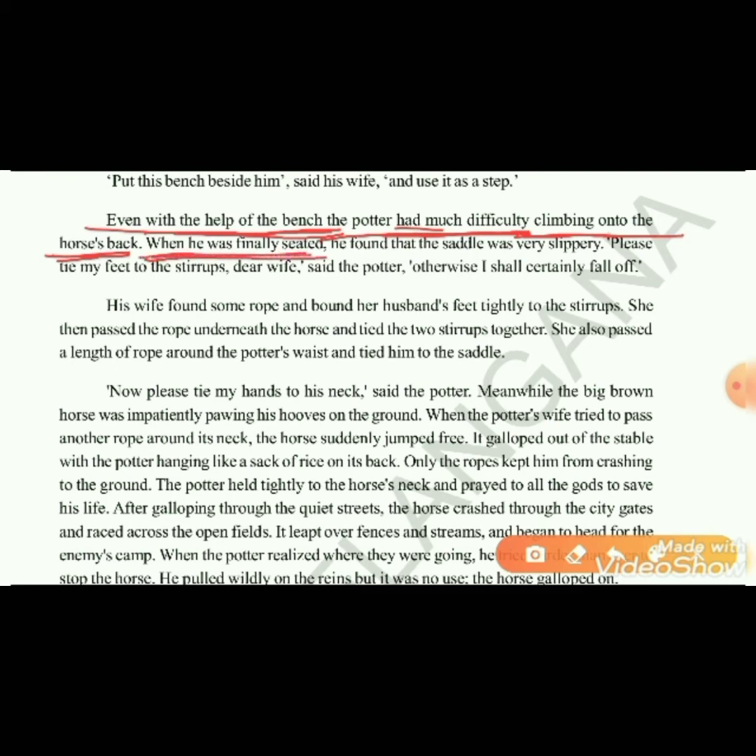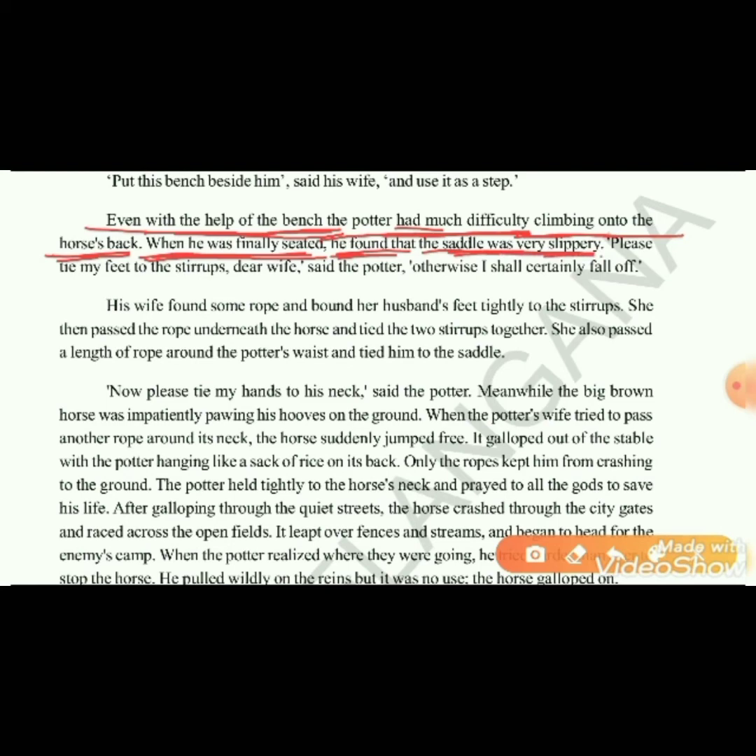Please tie my feet to the stirrups, dear wife, said the potter. Otherwise, I shall certainly fall off. Usually we don't tie the legs of the rider to the horse. But he requested his wife to tie his legs to the seat belt of the horse. If you don't tie, he knows that he will fall down. Please tie my feet to the stirrups.